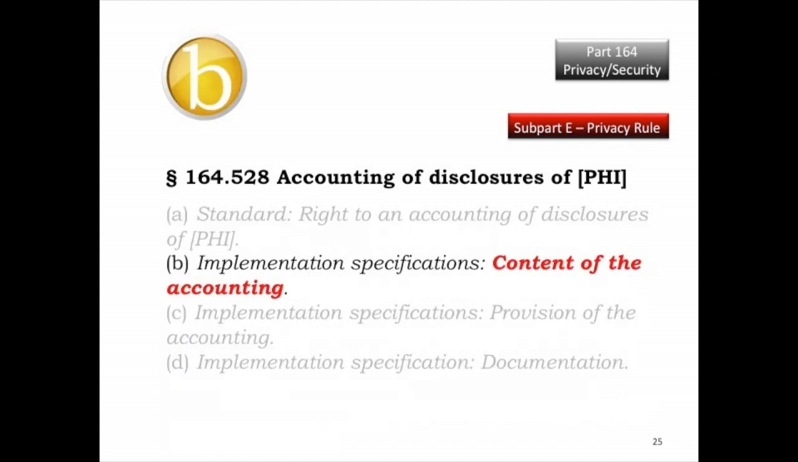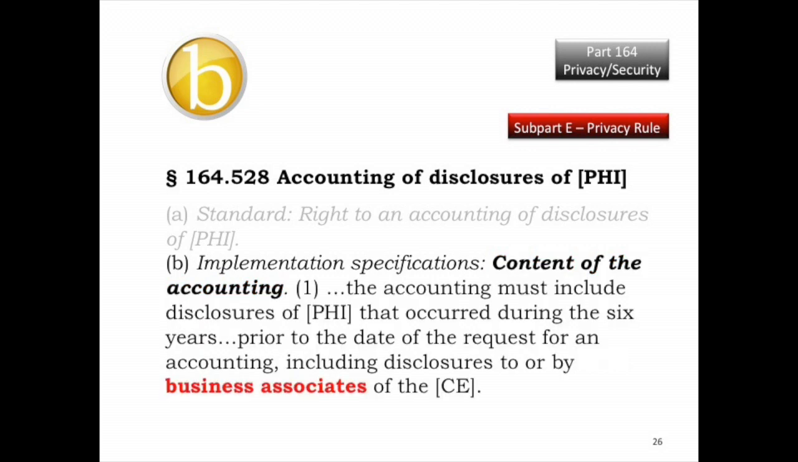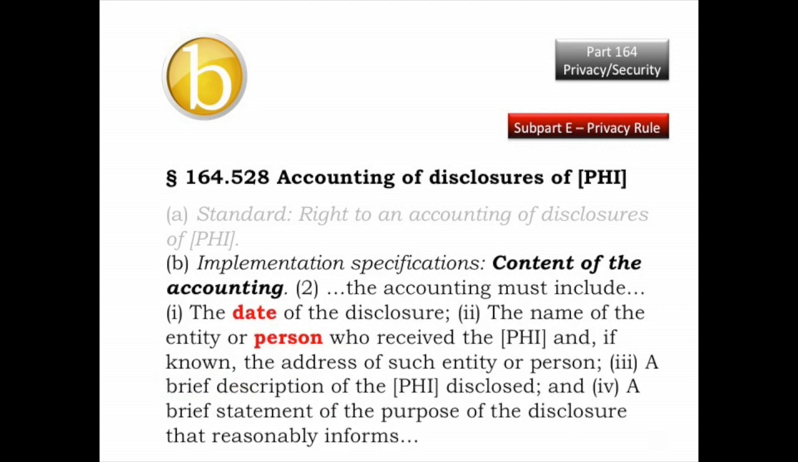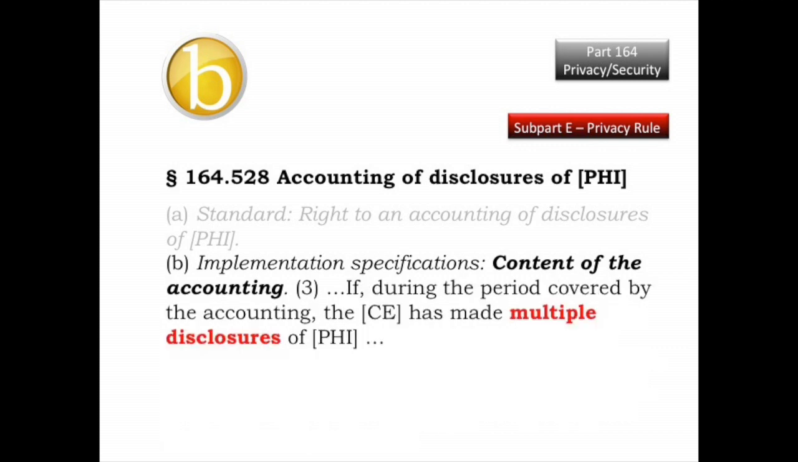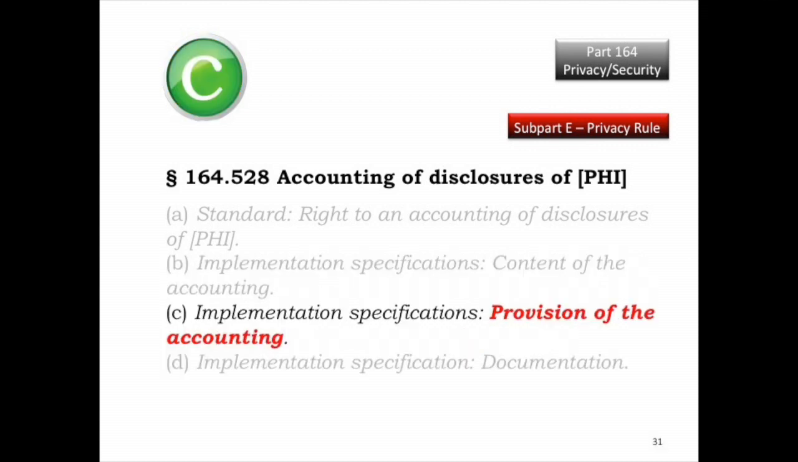Paragraph B of the accounting rule specifies content. The accounting must include disclosures to or by business associates. It must identify dates and persons who received the PHI, and it must describe the PHI and give the purpose of disclosure. Multiple disclosures and research disclosures have additional specifications.